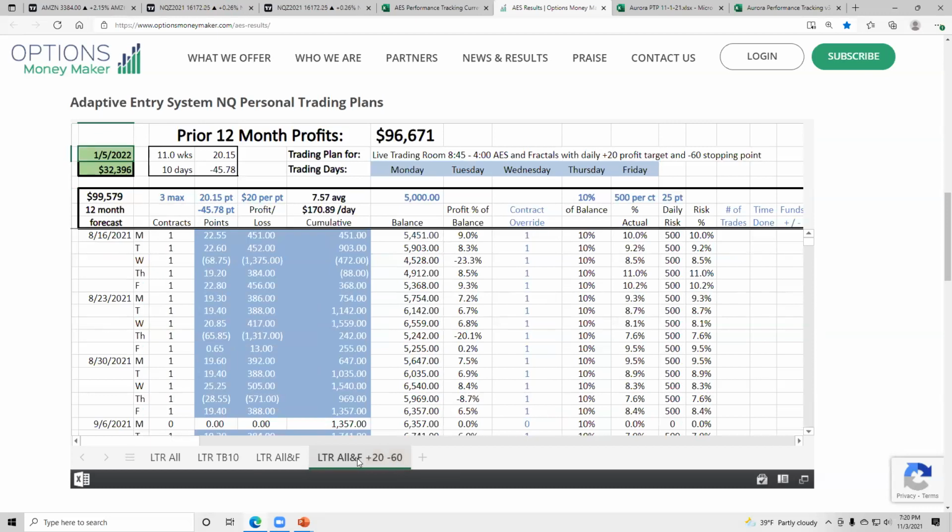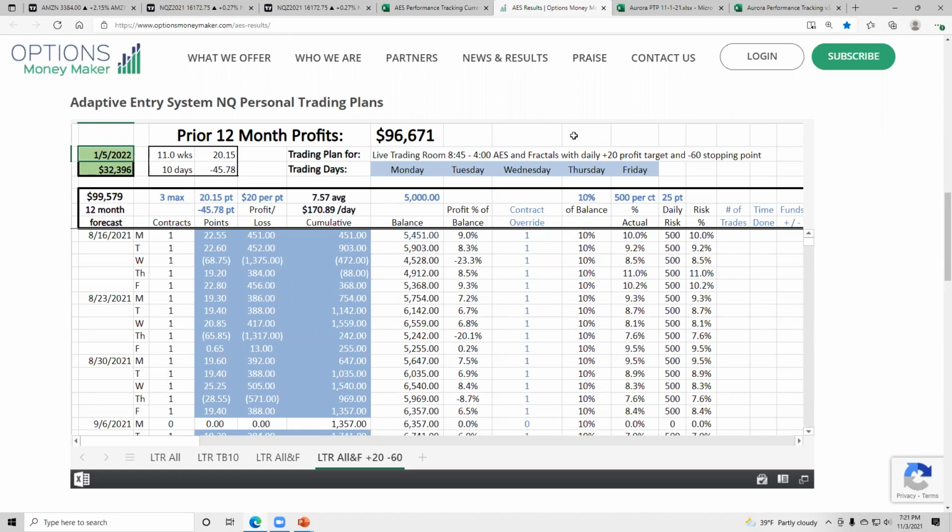This category is 845 to 4. It's the adaptive entry system signals and fractals, but it is limiting to a daily profit target of 20 points. And we stop. We have a hard stop if we hit 60 points of loss. Now, the reason we have this category is because Erin, before she went on maternity leave, did an extensive amount of research, kind of looking for the optimum point of stopping.